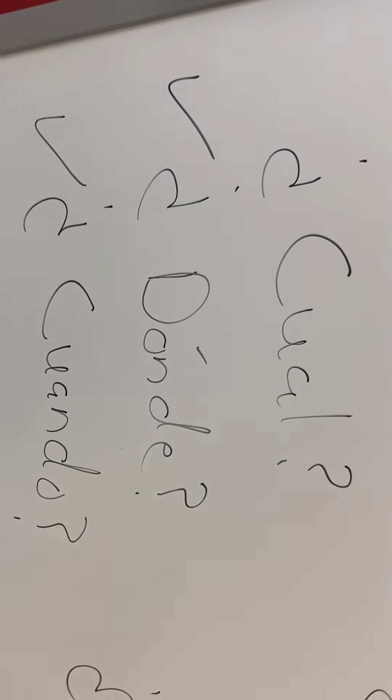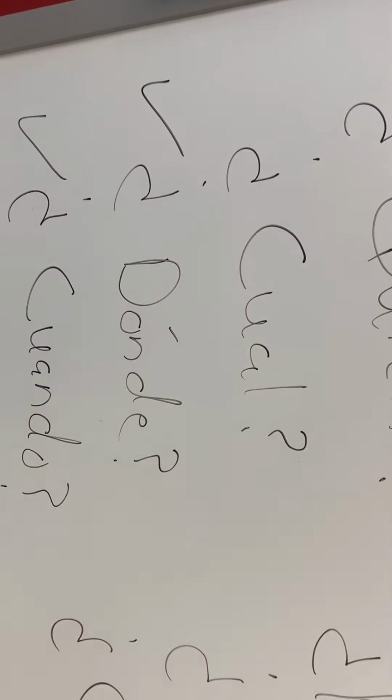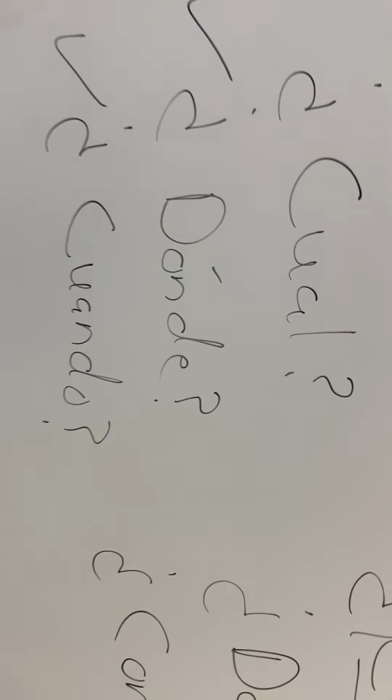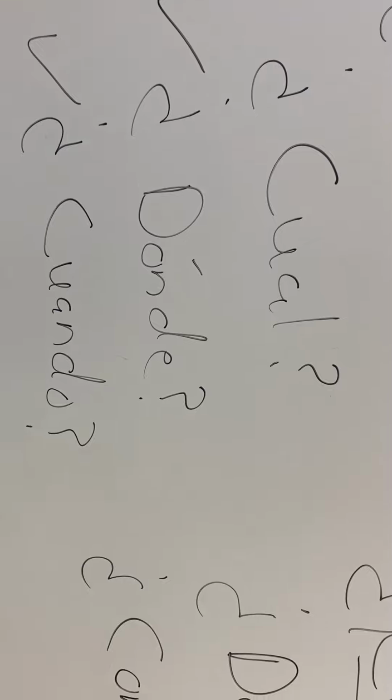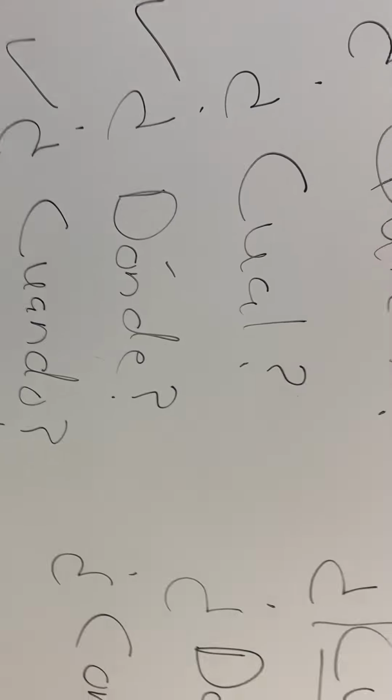Another thing about information would be ¿dónde? ¿Dónde quieres comer? Where do you want to eat? And if you say en casa, at home, or en el restaurante, at the restaurant, or you could just name a specific place, McDonald's, Chick-fil-A, or any name of a restaurant or location. At the school, en la cafetería. ¿Dónde quieres comer?